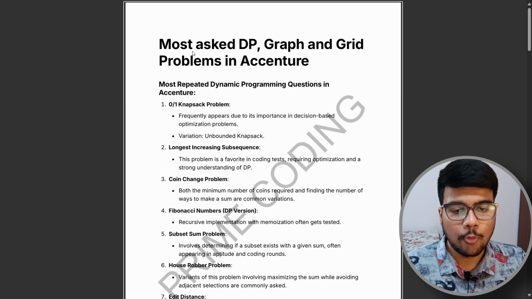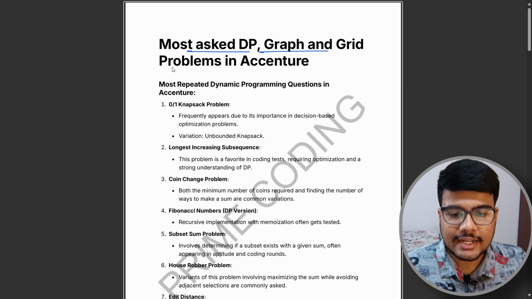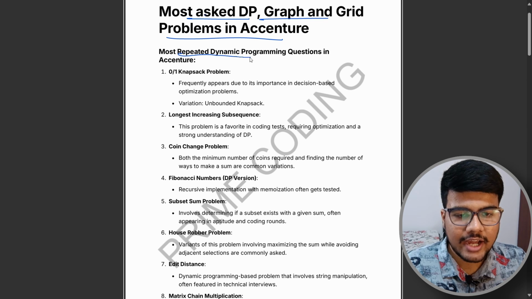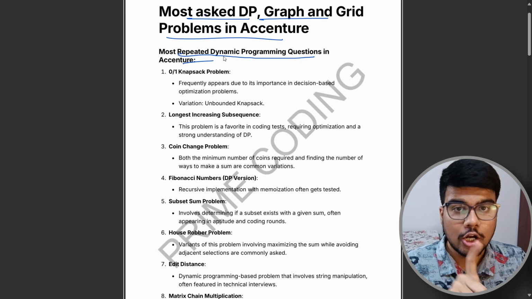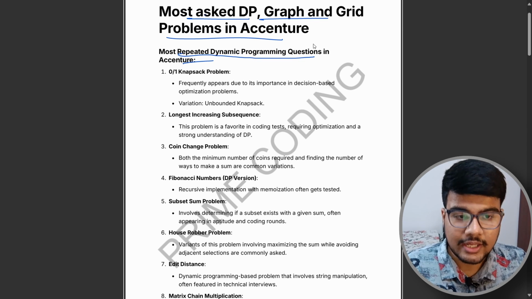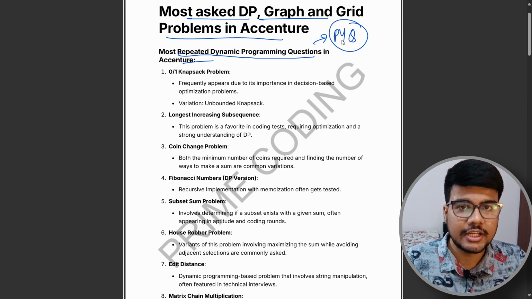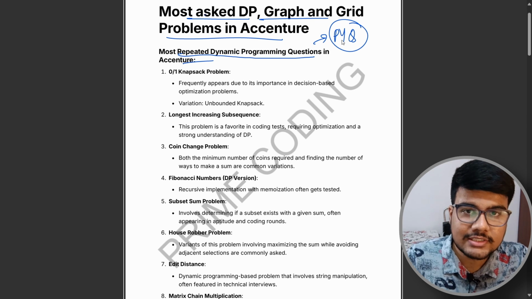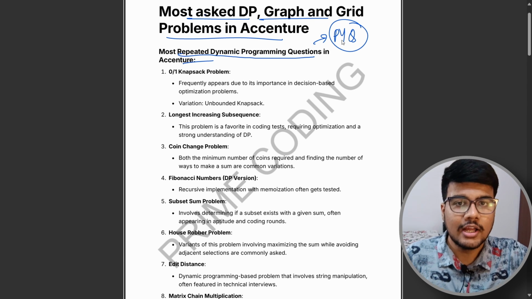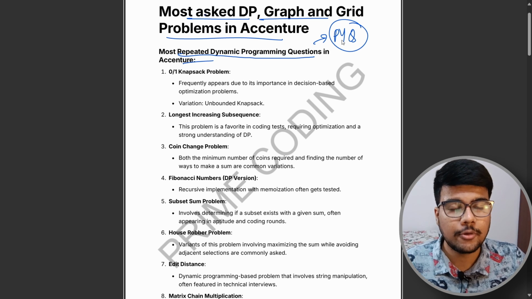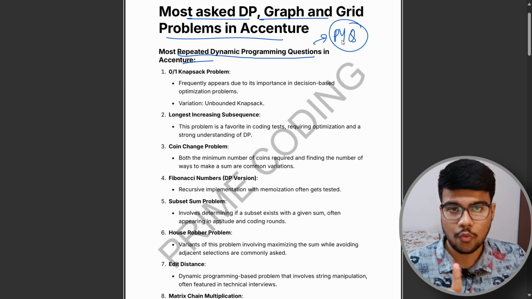As you can see, Accenture mostly asks DP, graph and grid problems. Okay, fantastic. So these are the most repeated dynamic programming questions in Accenture. Note, in 2024 only, we also take count of PYQs as well. So you need to see this sheet. It contains all the previous year patterns in this particular question set, which will definitely help you understand what type of question they can ask you in your worst conditions.